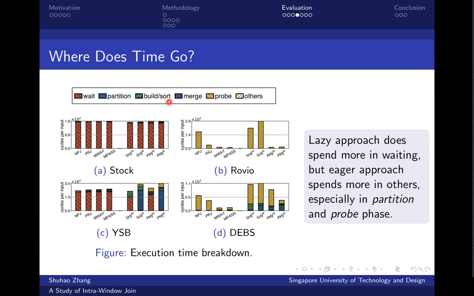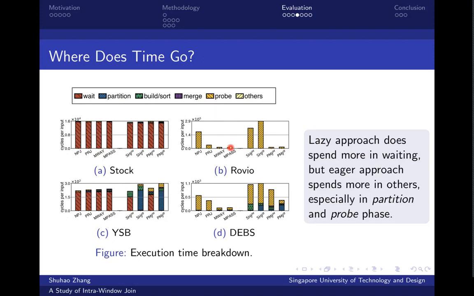Build or sort is the time to build a hash table or sort input relation. Merge is the time for merging sorted relations. Probe is the time for probing the hash table or merging during merges. Other stands for all other overheads such as context switching.